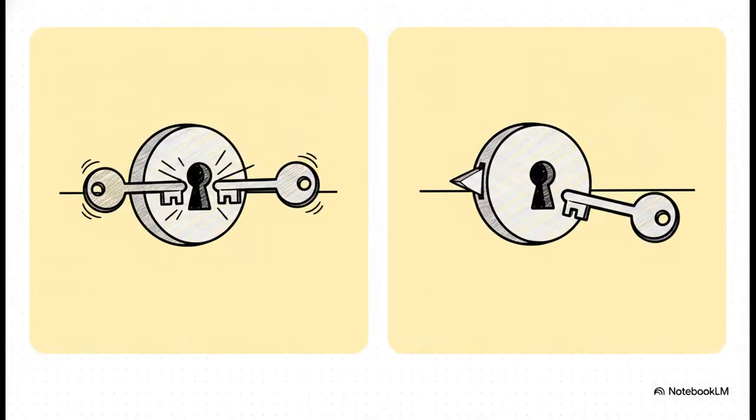Now, antagonists basically have two distinct strategies. First, you have competitive antagonists. This is a direct head-to-head fight. The drug and the body's natural hormone battle it out for the exact same active site on the lock. If you pump in enough of the drug, sheer concentration wins the battle. But then you have non-competitive antagonists. And these guys, they are so much sneakier. They don't fight for that main active site at all.